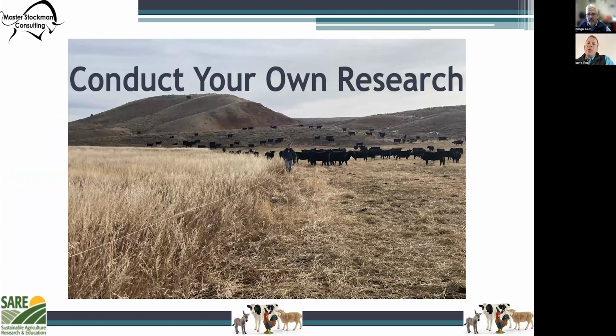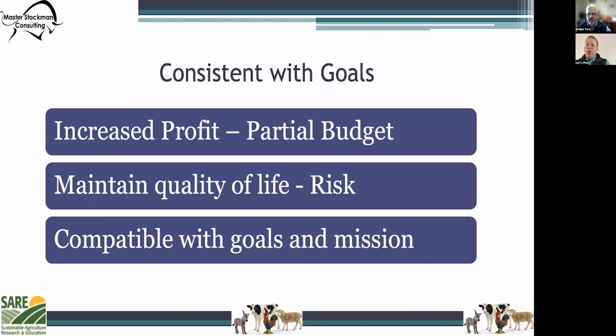Conducting your own research. While this presentation is mostly about looking at others' research and applying it to your operation, you can do a lot of good things on your own operation, or in other words, creating your own research project. And this is a very good reason to become familiar with the scientific process that we have covered in another presentation. If you are looking at applying research to your ag operation in order to change the management of your business, first take some time to consider if this potential change would be consistent with your goals.